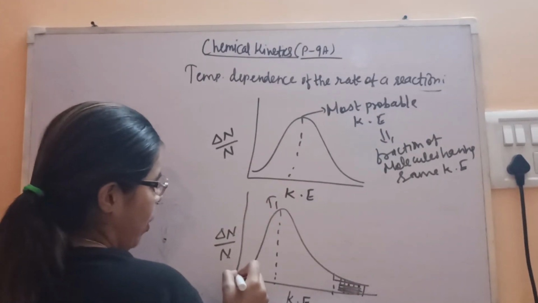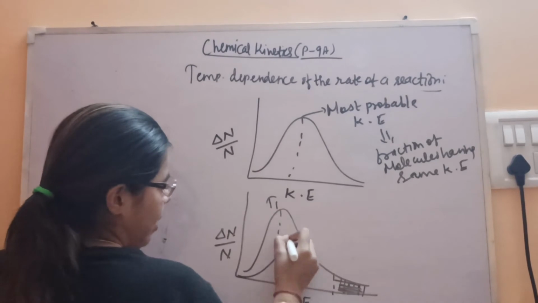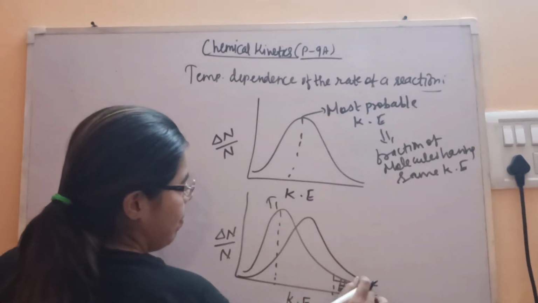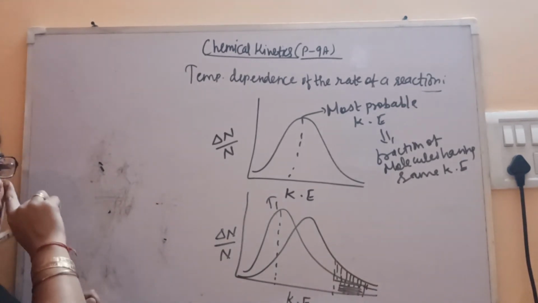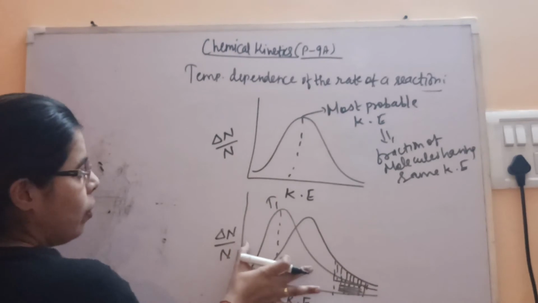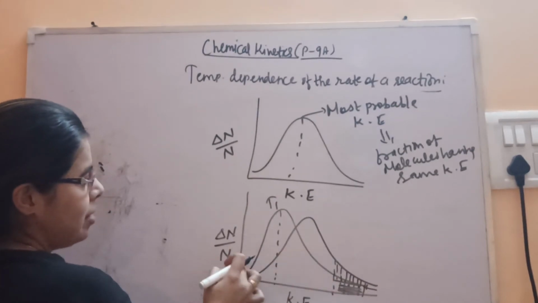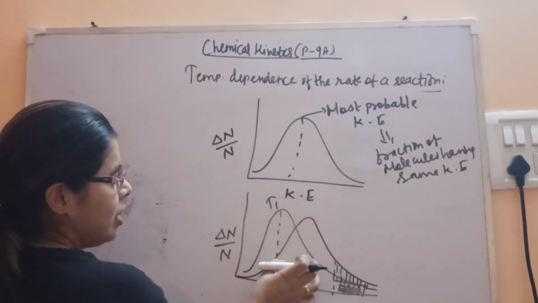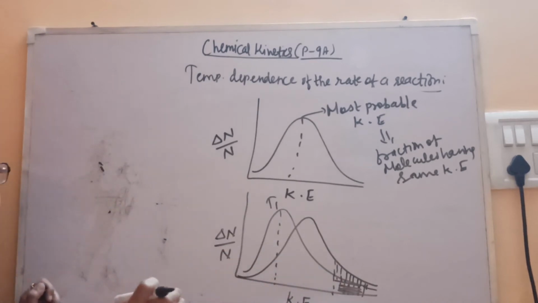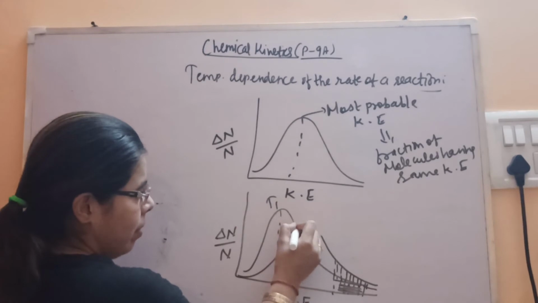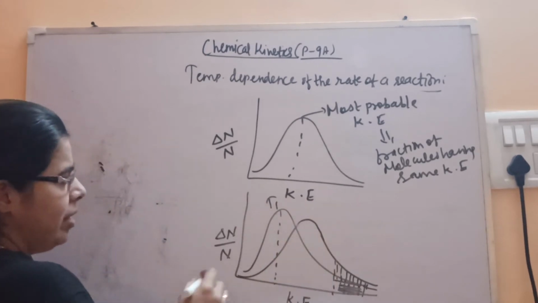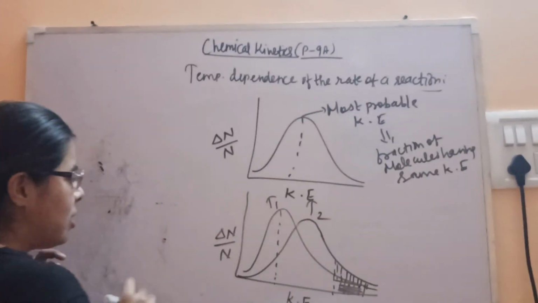The curve gets broadened, and the fraction of the molecules taking part in the reaction at the time is decreasing. See, this is broader as compared to this, where it is starting from here and it is starting from here. So this fraction is decreasing, and the curve is becoming more broad. Fine, this is at T2. So this they have studied.